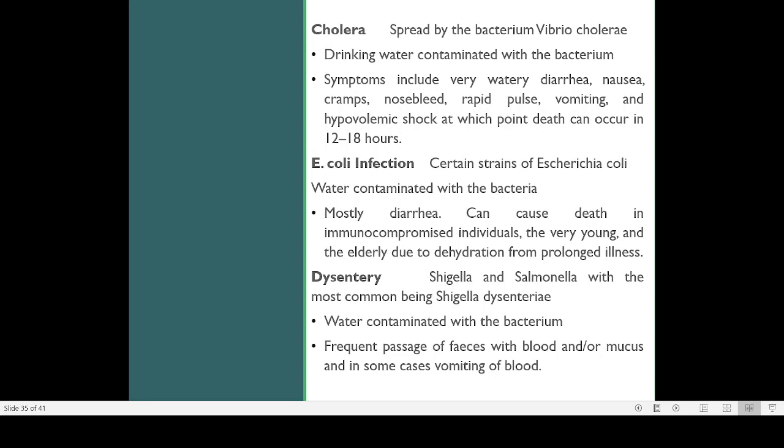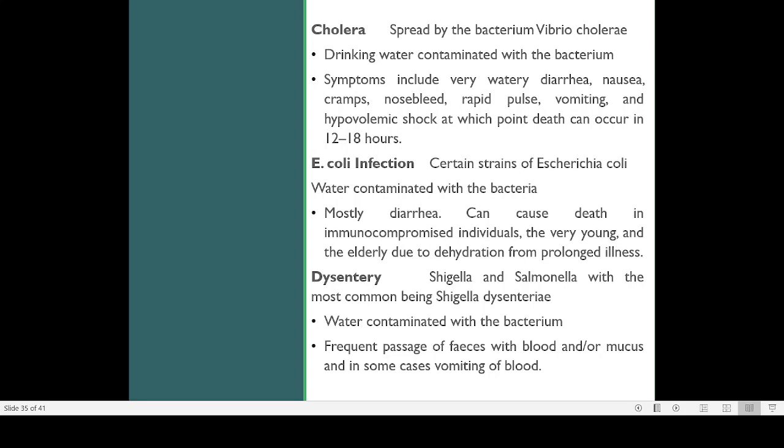Then bleeding from your nose. That is another symptom. Then high or increased pulse rate. That is a sign that the body is in an emergency. That is when the pulse may increase. Along with that, vomiting will be there.